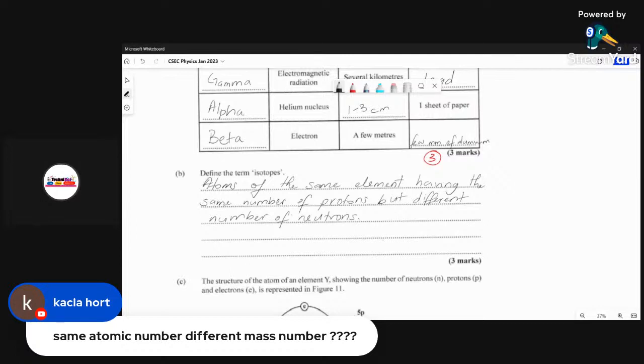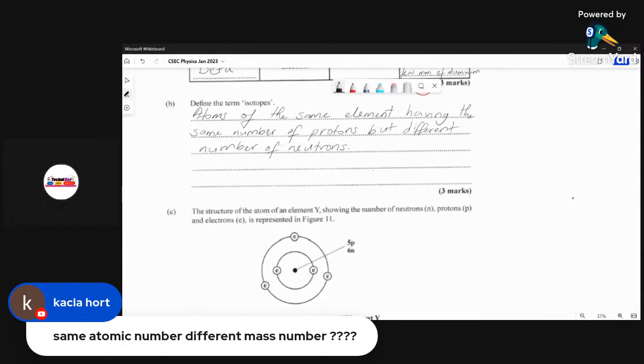When we say atoms of the same element, what we mean is each element, you can identify elements by their atomic or proton number. That's what defines elements, the atomic number. So once you are having more than one atom having that same proton number, doesn't matter if the neutrons are the same, as long as the protons are the same, then they are isotopes. And they would be the same element.